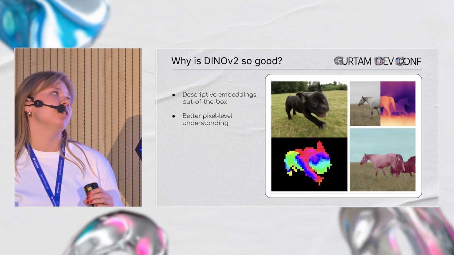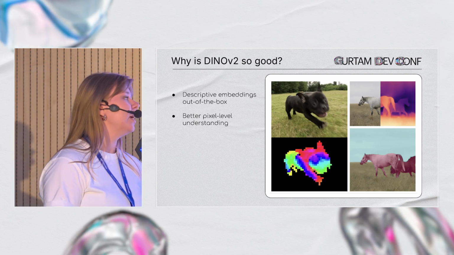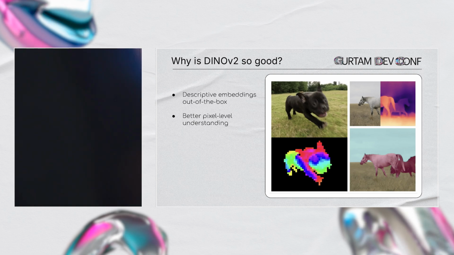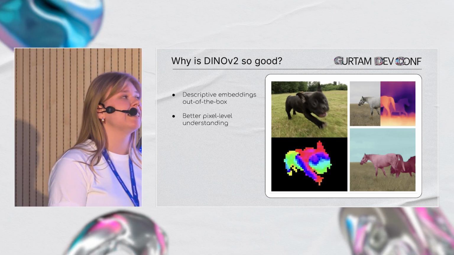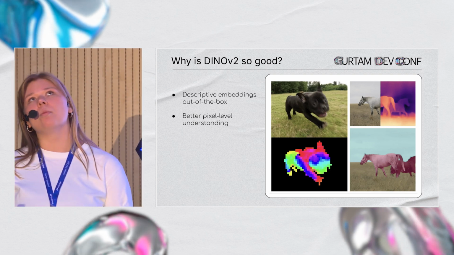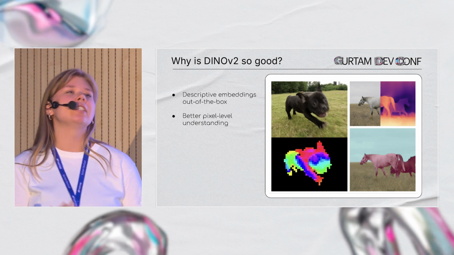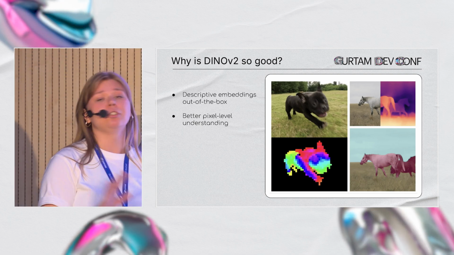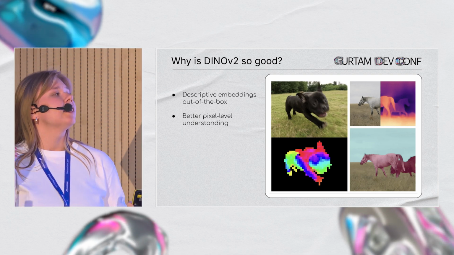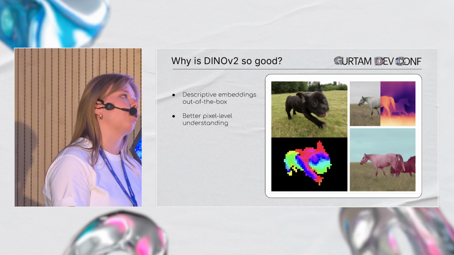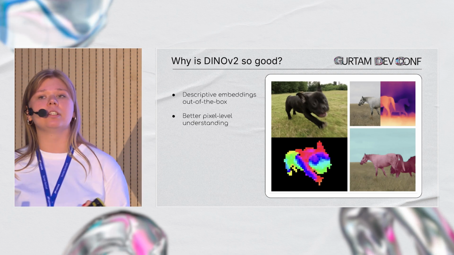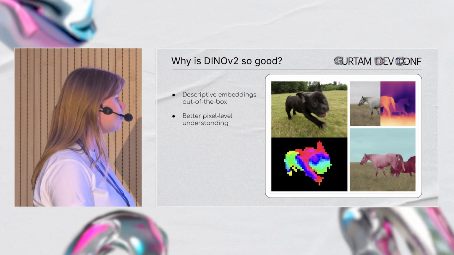A very exceptional feature of DINOv2 is better pixel level understanding. What is pixel level understanding? It is the ability of a model to capture not just objects in your images or in your data, but the interaction between those objects, and parts of the objects. It's really important and pretty rare.